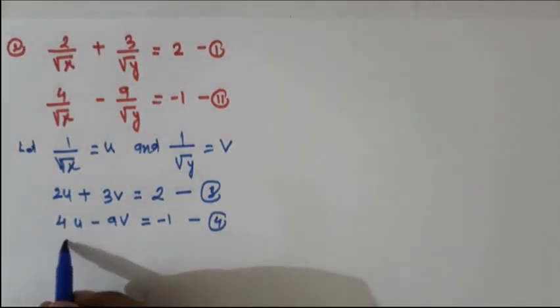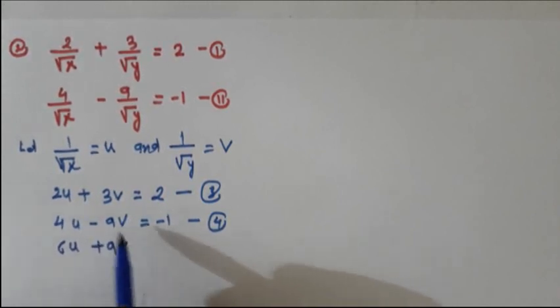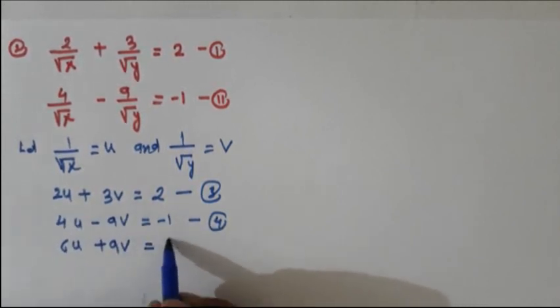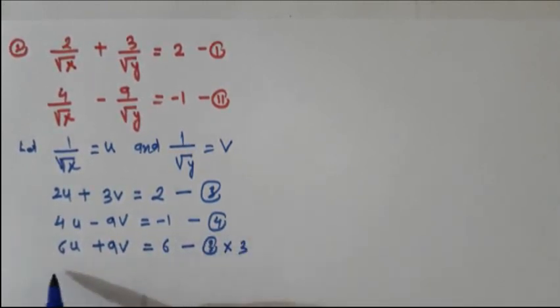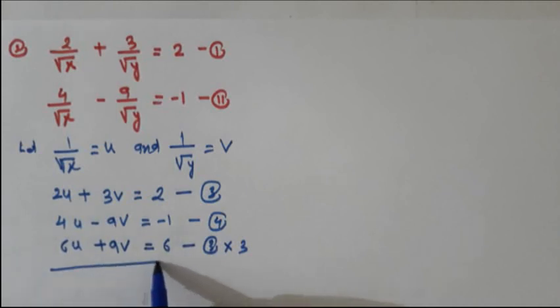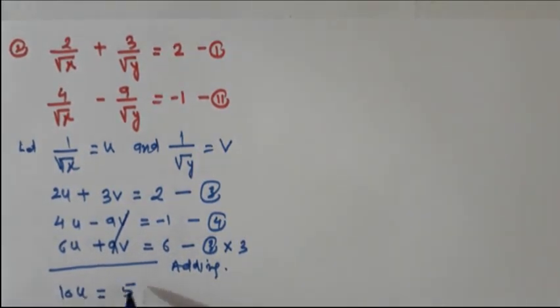So this is 6u plus 9v, multiplying by 3, and that is equal to 3 times 2, that is 6. This is equation number 3 multiplied by 3. Now it is very simple to cancel v. Right, here we add, and we write adding when we do not have to change the sign. Then this v and that v are cancelled. 4u plus 6u, this is 10u is equal to 6 minus 1, that is 5. Then u is equal to 5 upon 10, that is 1 upon 2.